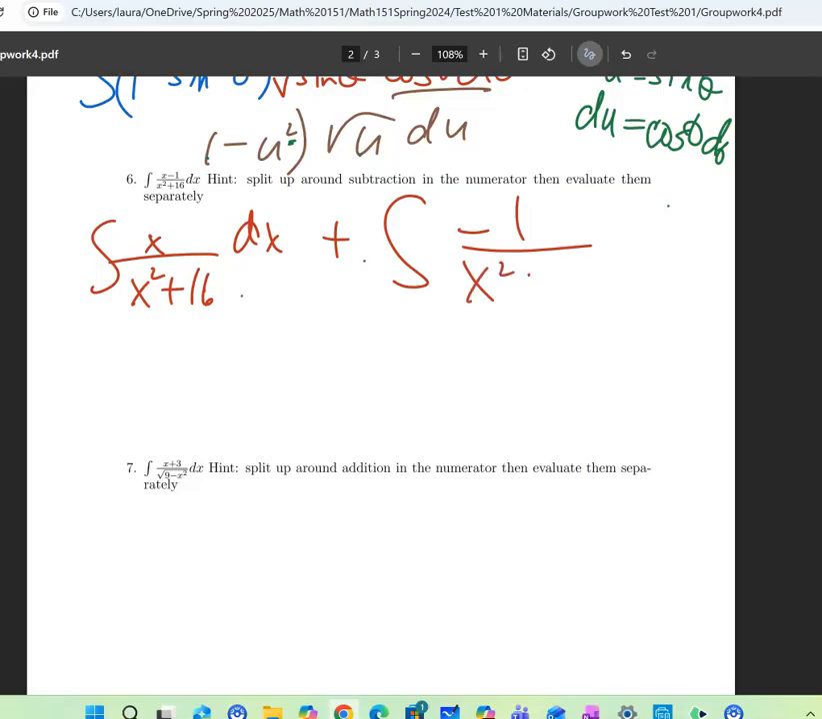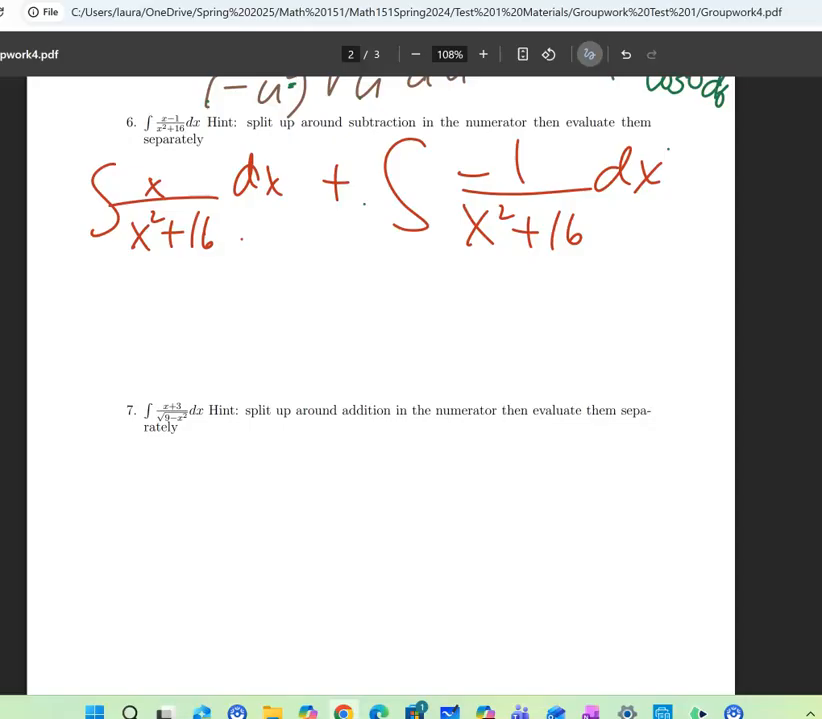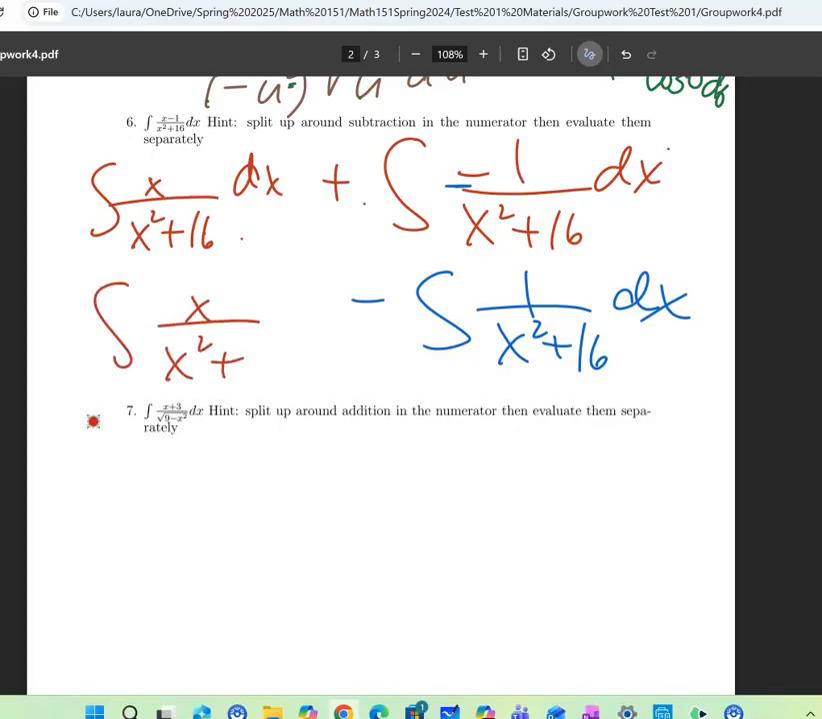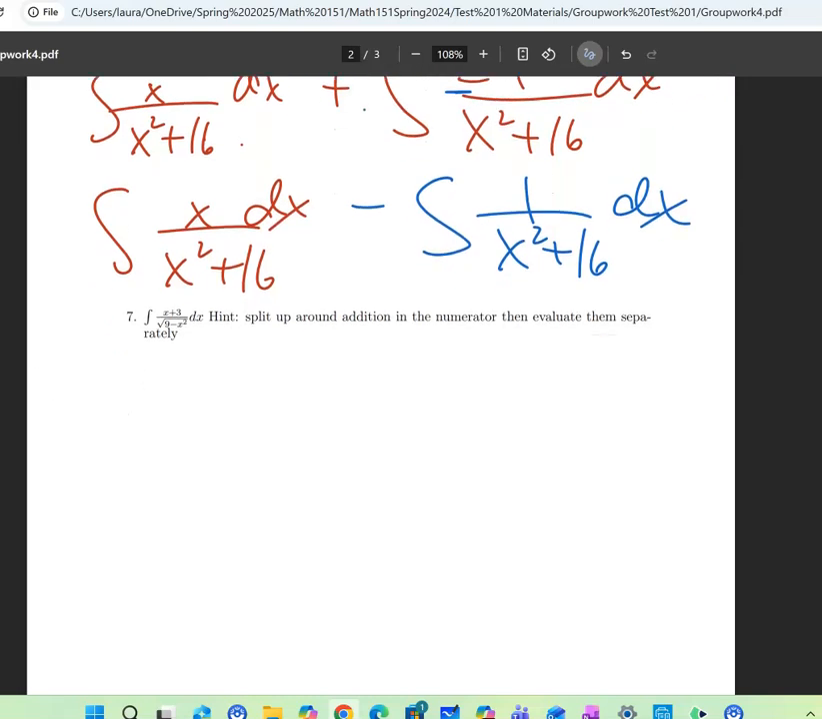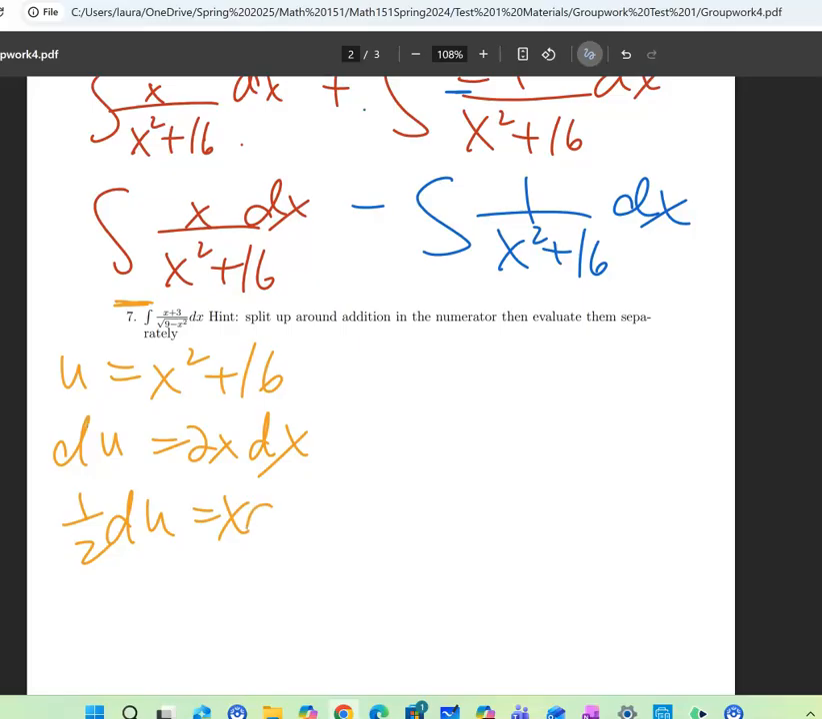-1 over x squared plus 16. Okay, so this one here, this negative, I could have pulled it out front, right? And made it -1 over x squared plus 16. Nothing different, right? And then I'll just carry this guy along. So just making sure you know that you can rewrite it differently. So this one here, I would do a u substitution. Let u equal the denominator. And the derivative gives me 1/2 du, x dx.